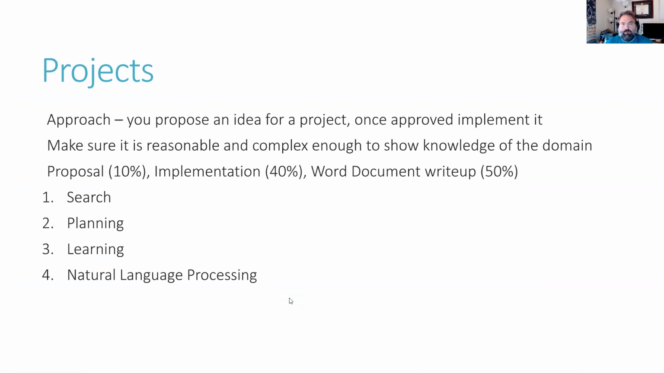You get 10% of the points for the proposal, 40% for the implementation, and 50% for the actual write-up. The topics we'll be talking about is search, planning, learning, and natural language processing. Those are purposely vague. I want you to do something that is interesting to you. We'll talk more about that later, but the idea here is that you should get out of this course something that is meaningful to you, and not something where everybody is writing the exact same paper. Not to mention those are really dull to read.